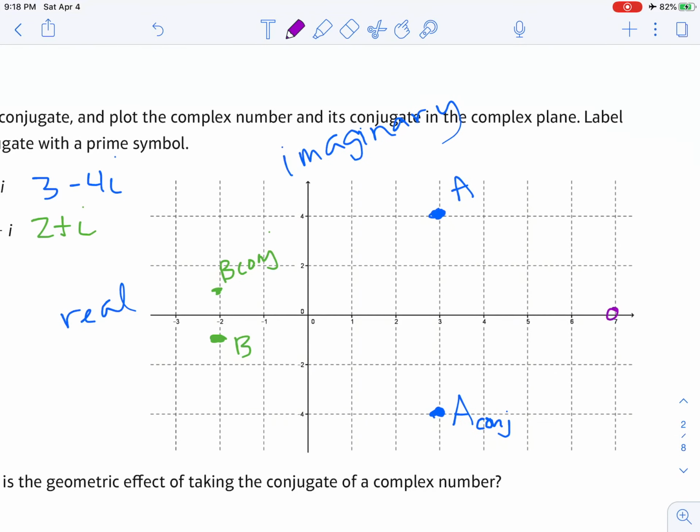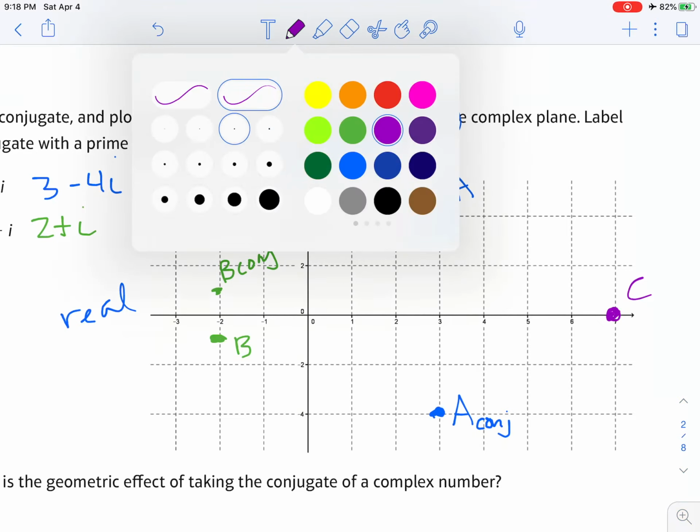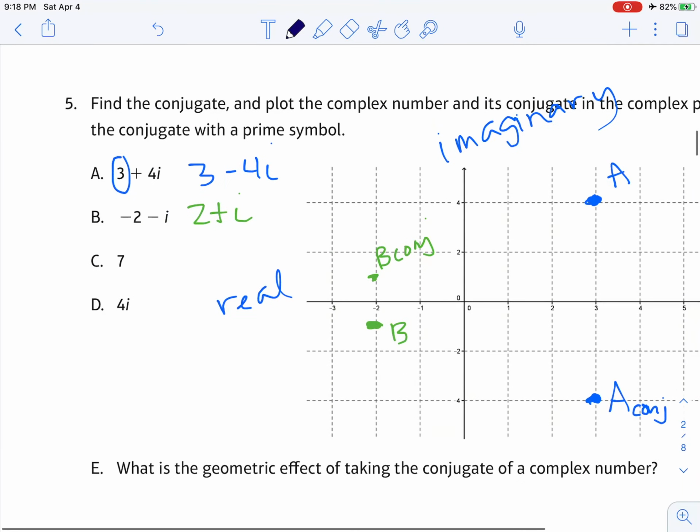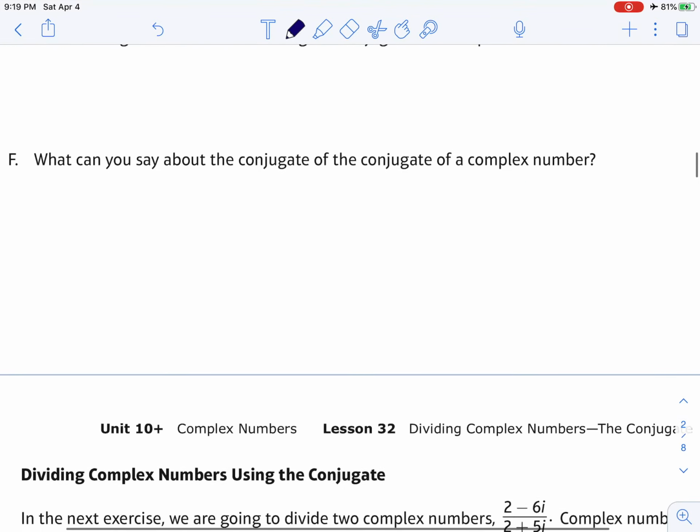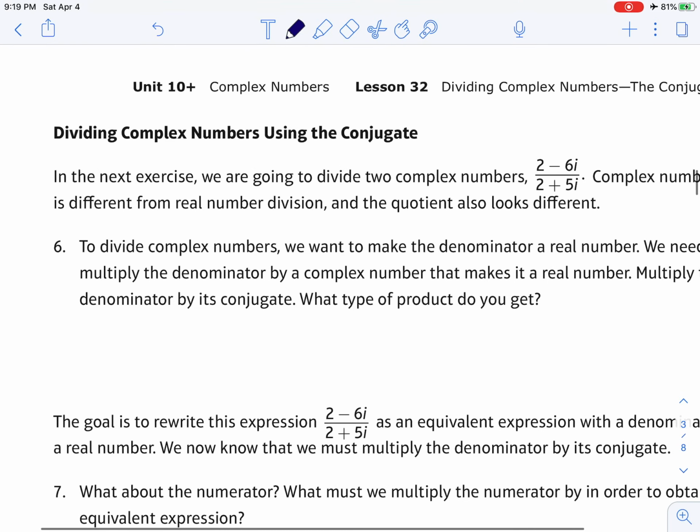7. 7 is just a real number. So I come over here to 7, and I plot that point. It does not have a conjugate. Then last but certainly not least, it does not have a real number. So I just go up to 4i, I plot a point, and then I go down to negative 4i, and I plot a point. Do you notice that they don't have little eyes on these? It's because you can't really do that in the programs that we have, so they just leave it off.